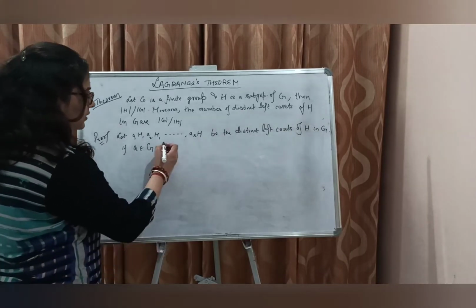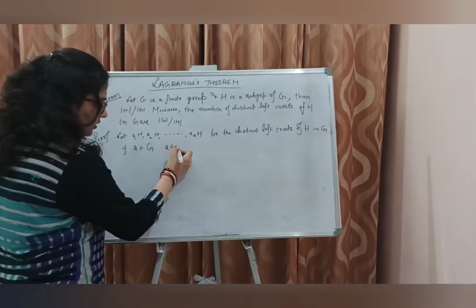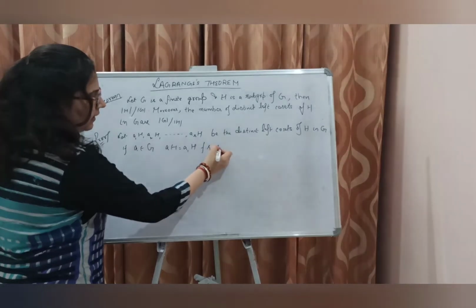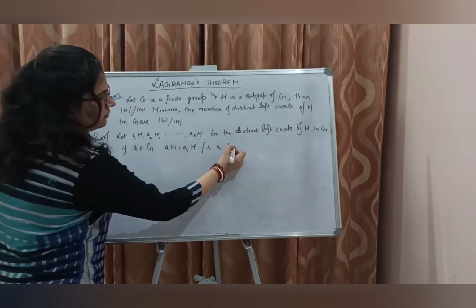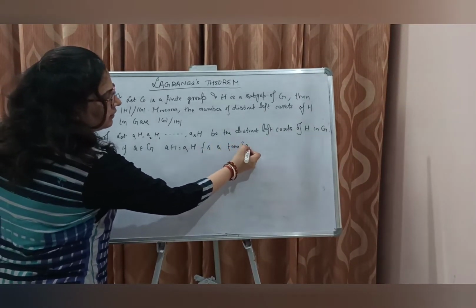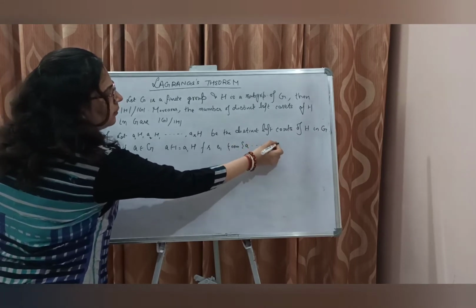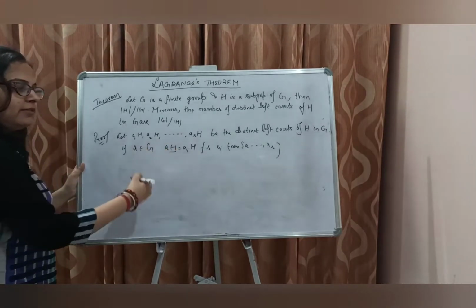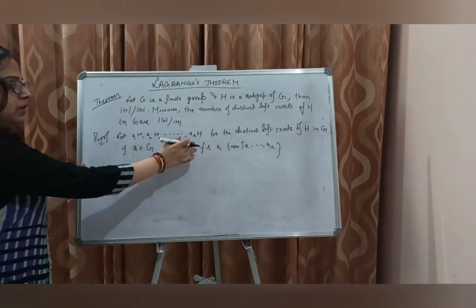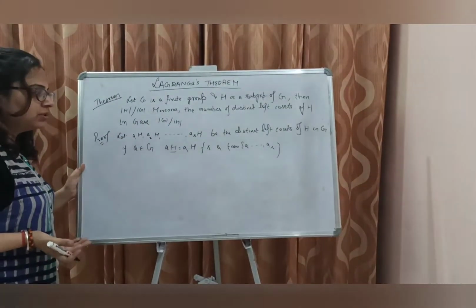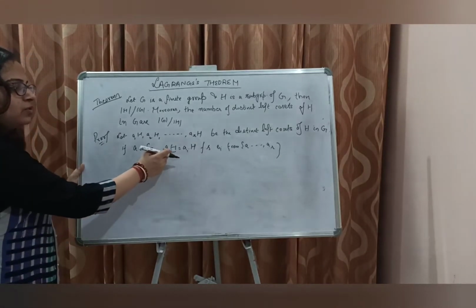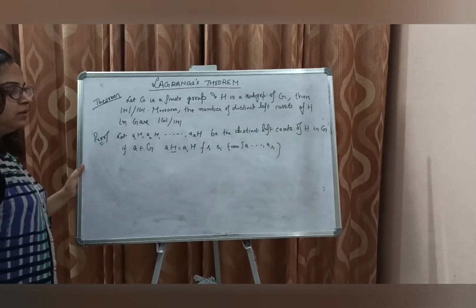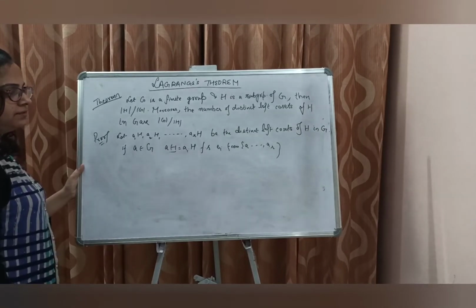And we know that AH is equal to AIH for some AI from this set, because these are the only left cosets of H in G. Now this is also a left coset of H in G, so this has to be equal to one of these cosets. So AH is equal to AIH. When is this condition fulfilled?